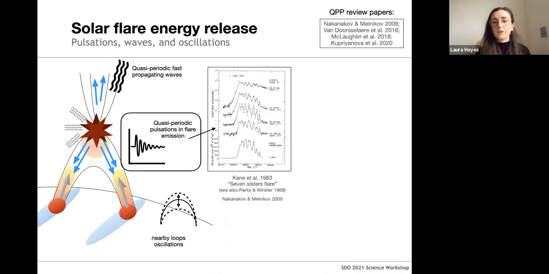But really, the focus of this talk is quasi-periodic pulsations, because in terms of looking at solar flare energy release, I think, maybe again I'm biased because it is what I study, they're really, really interesting.